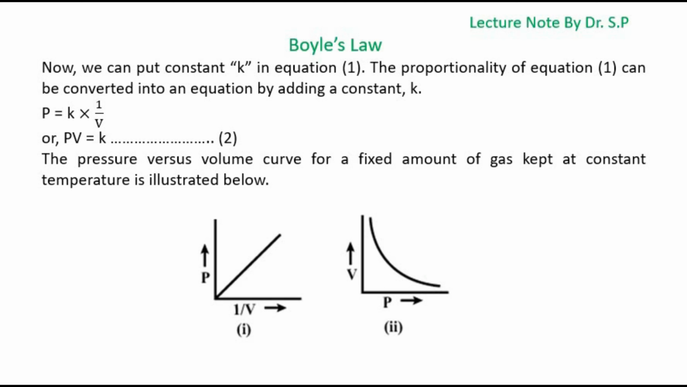The pressure versus volume curve for a fixed amount of gas kept at constant temperature is illustrated below. It can be observed that a straight line is obtained when the pressure exerted by the gas P is taken on the y-axis and the inverse of the volume occupied by the gas, 1 by V, is taken on the x-axis. Boyle's law explains the relationship between the pressure and volume of a perfect gas.